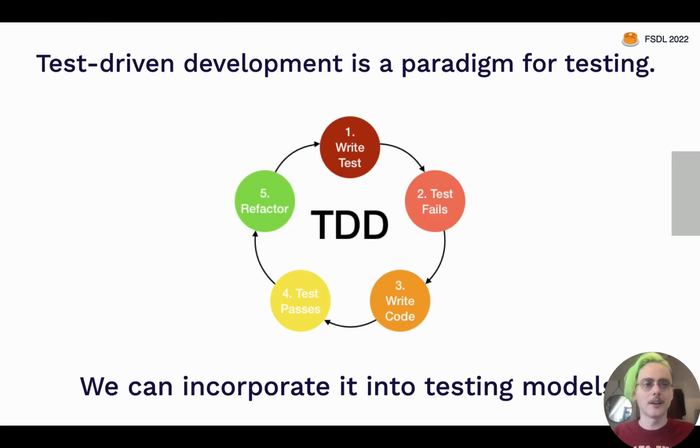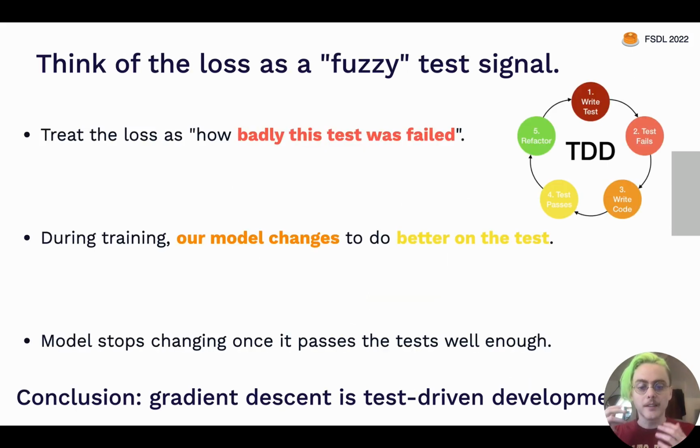So test-driven development is a paradigm for testing that says first you write the test, and that test fails because you haven't written any of the code that it's testing. And then you write code until you pass the test. This is straightforward to incorporate into testing our models because in some sense, we're already doing it. Think of the loss as like a fuzzy test signal. Rather than simply failing or not failing, the loss tells us how badly a test was failed. So how badly did we miss the expected output on this particular input?